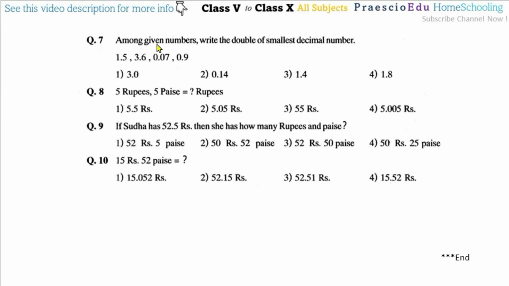Now question number 7, among the given numbers write the double of the smallest decimal number. So double means we have to multiply by 2, and find which is the smallest decimal number. Now for the comparison of the decimal numbers, first we will compare on the unit place. So here the unit place is 1, here 3, here 0, and here also 0. Now the smallest one is 0, so between these two we are making the comparison. Now after the unit place, we are going to compare on the tenth. Tenth means 1 by 10. So here 0, here 9, so this is the greater one, and this is the smaller one, so 0.07 is the smaller one.